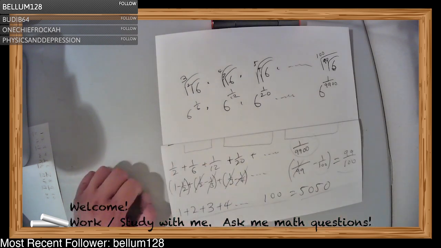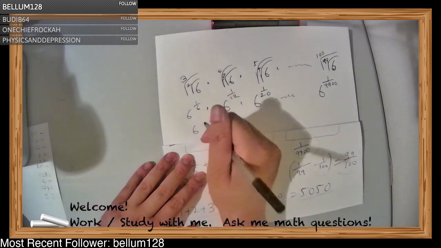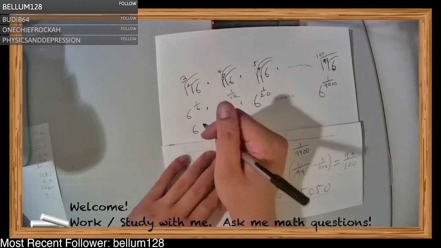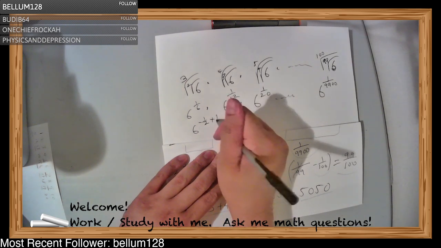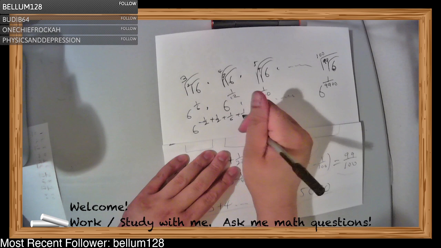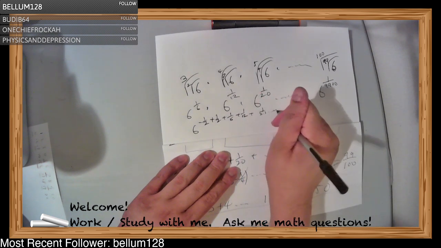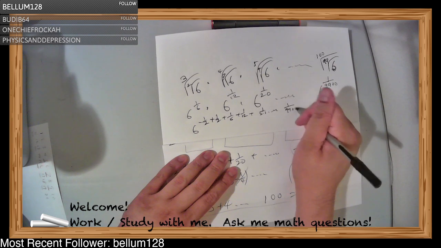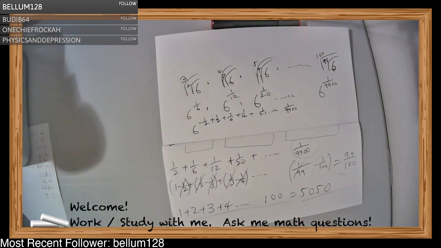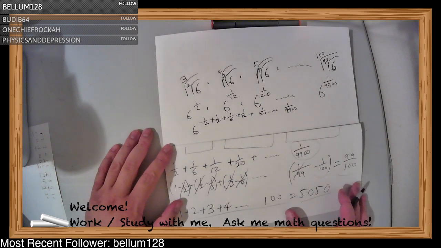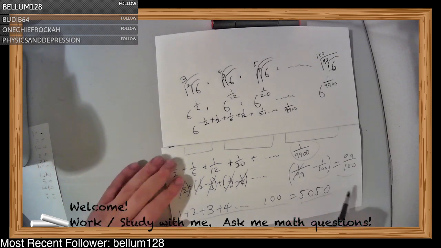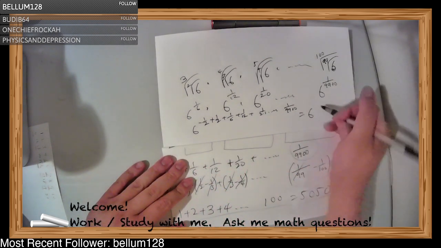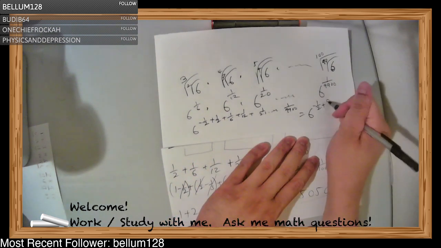We're missing a 6 to the 1/2, which I probably should have included, now that I think about it. But okay, we can add 0 and make it look nice. So 6 to the negative 1/2 plus 1/2, plus 1/6, plus 1/12, plus 1/20, dot, dot, dot, plus 1 over 9,900. So this is equal to 6 to the negative 1/2 plus 99 over 100.